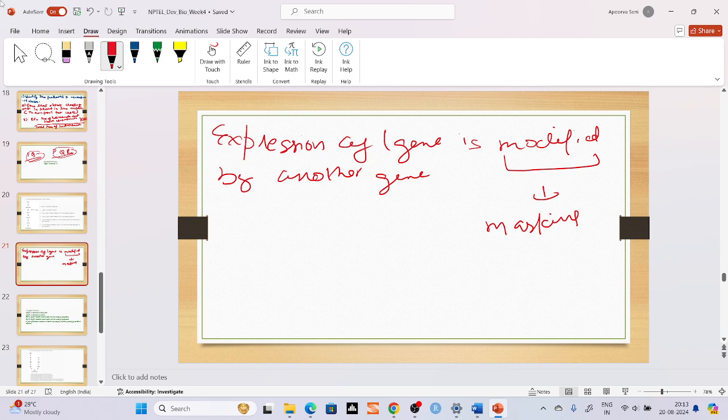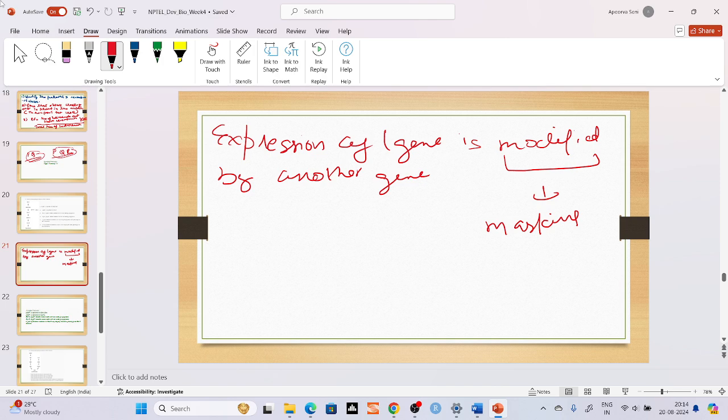Okay. So this is what epistasis is, that the expression of one gene is dependent on the expression of another gene, or the ultimate outcome depends upon how the two genes are interacting with each other. So one gene can modify the expression of another gene. The ultimate expression would depend upon the presence or absence of the second gene.